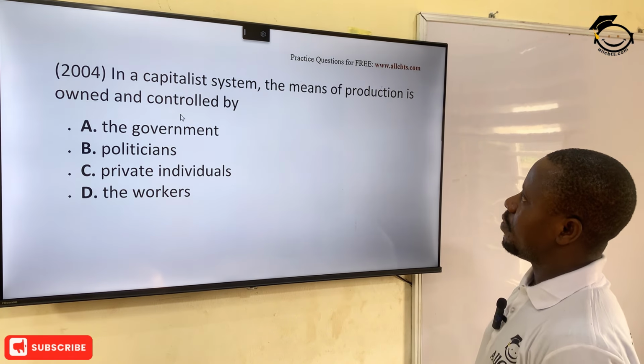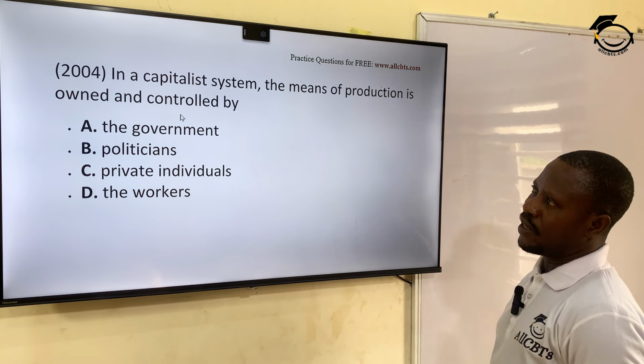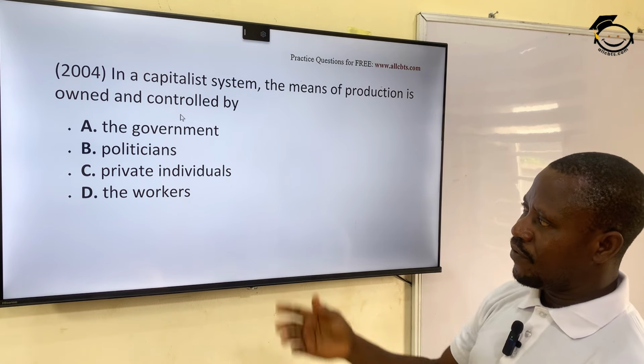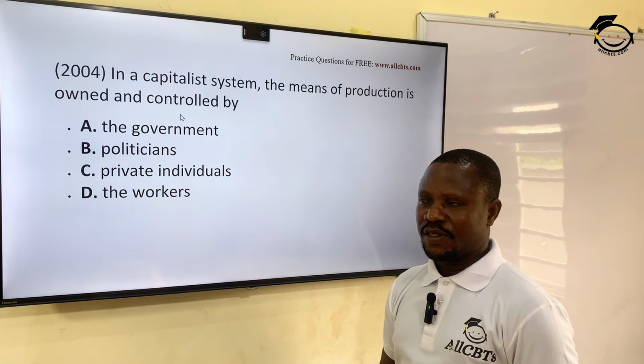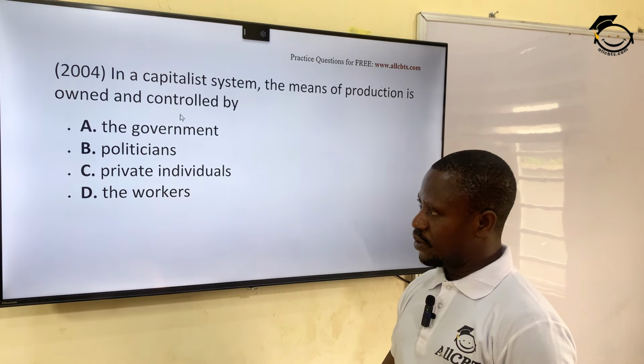In a capitalist system, the means of production is owned and controlled by, I've explained this over and over again, private individuals. Option C, private individuals.